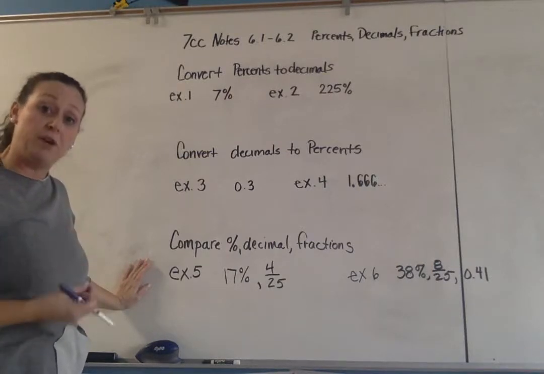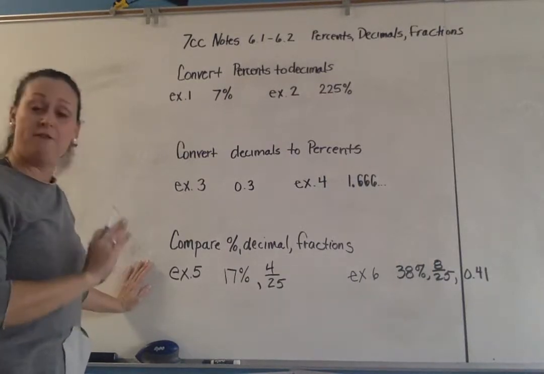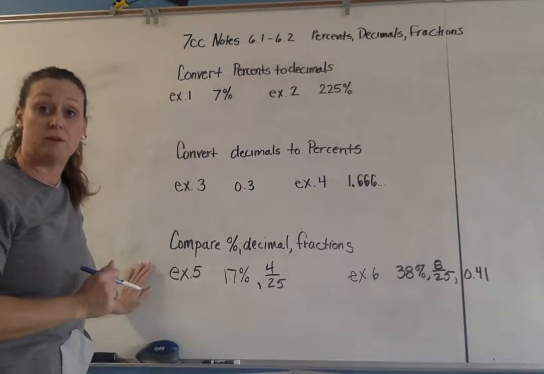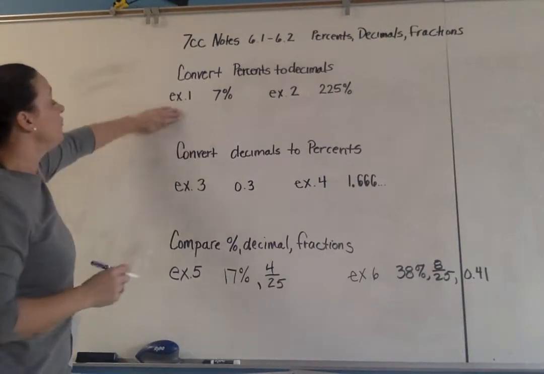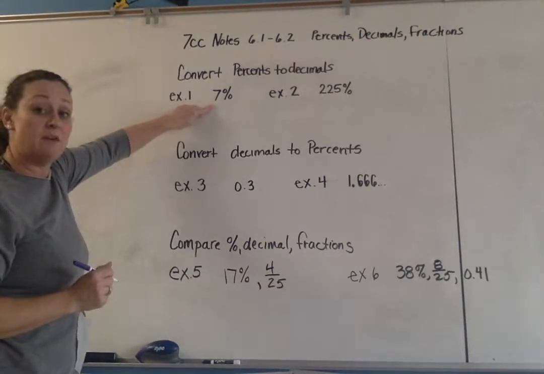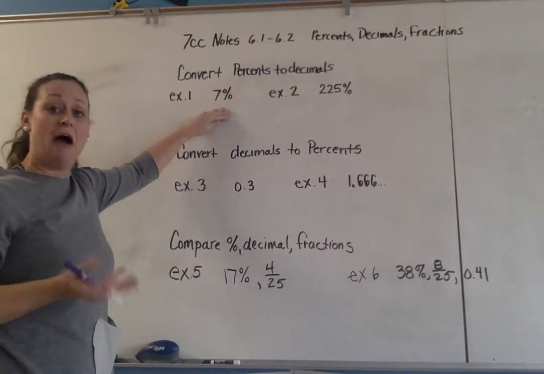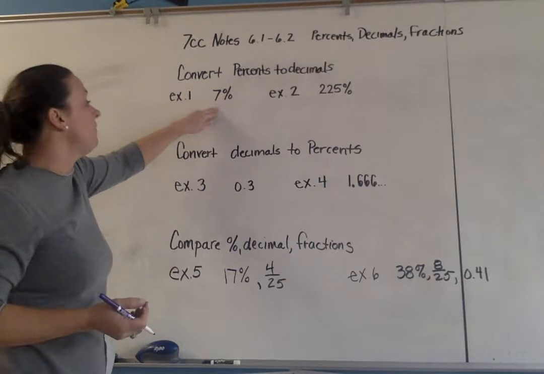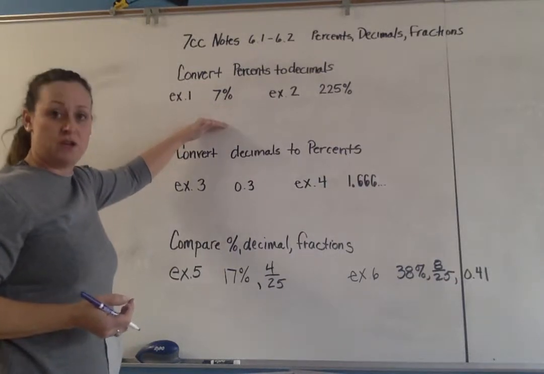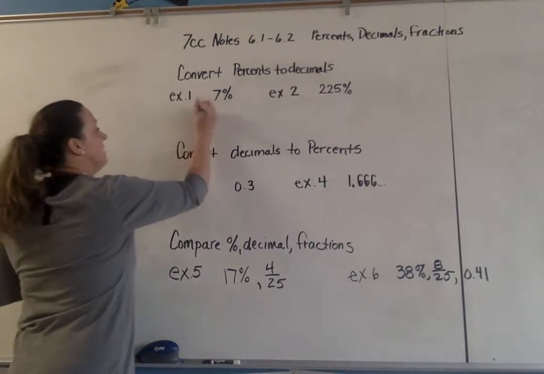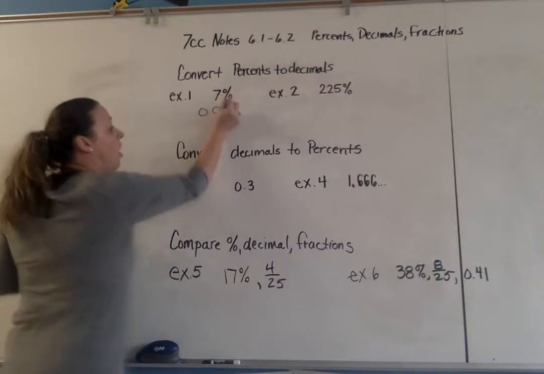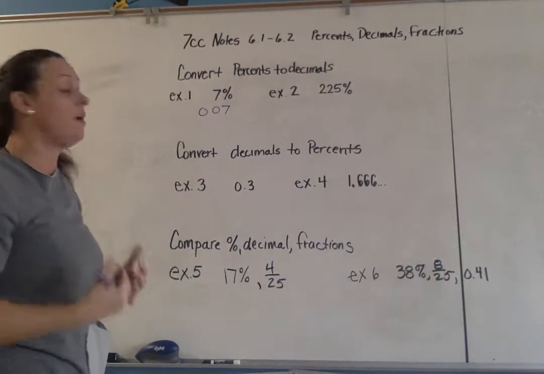Fractions is something we've already talked about, so in examples 5 and 6, we'll be reviewing those from a previous chapter. In the first example, they're asking 7% to be changed into a decimal. The word percent represents out of 100. So 7% is 7 out of 100, and that is the same as 7 hundredths, because it's 7 out of 100.